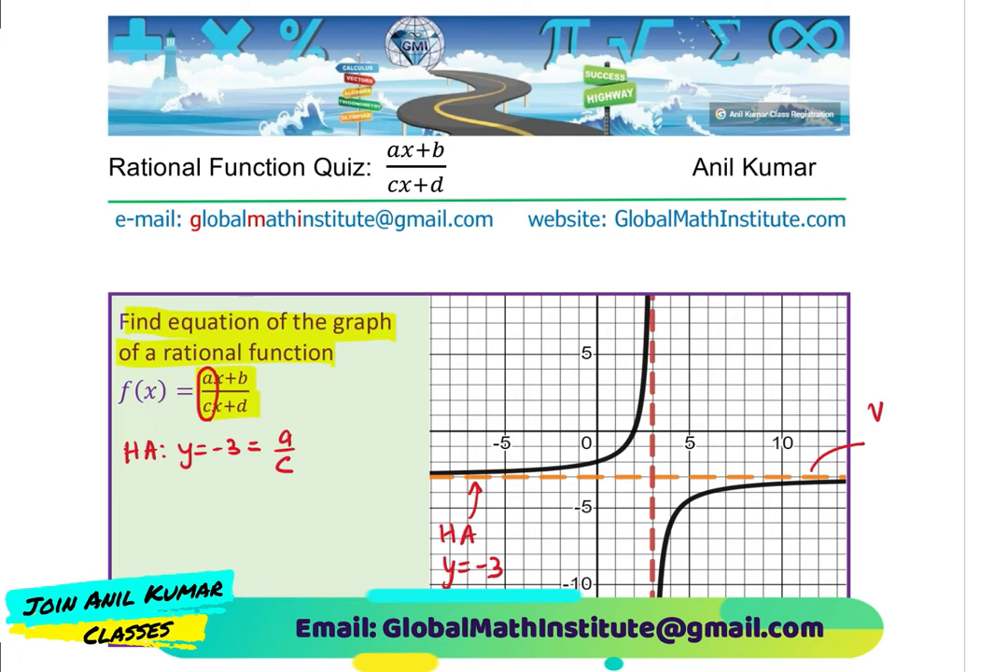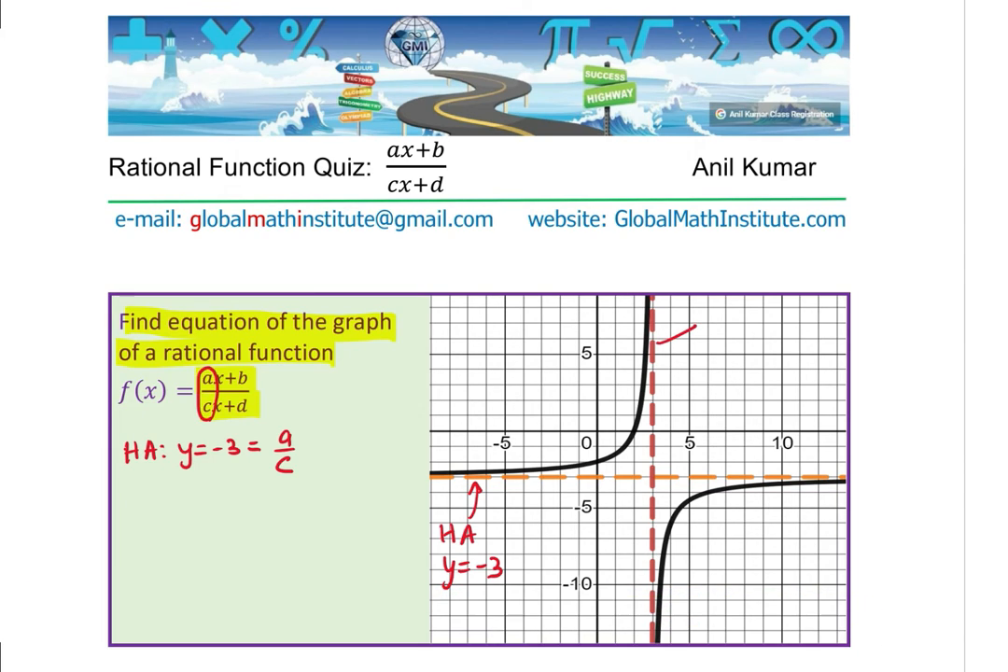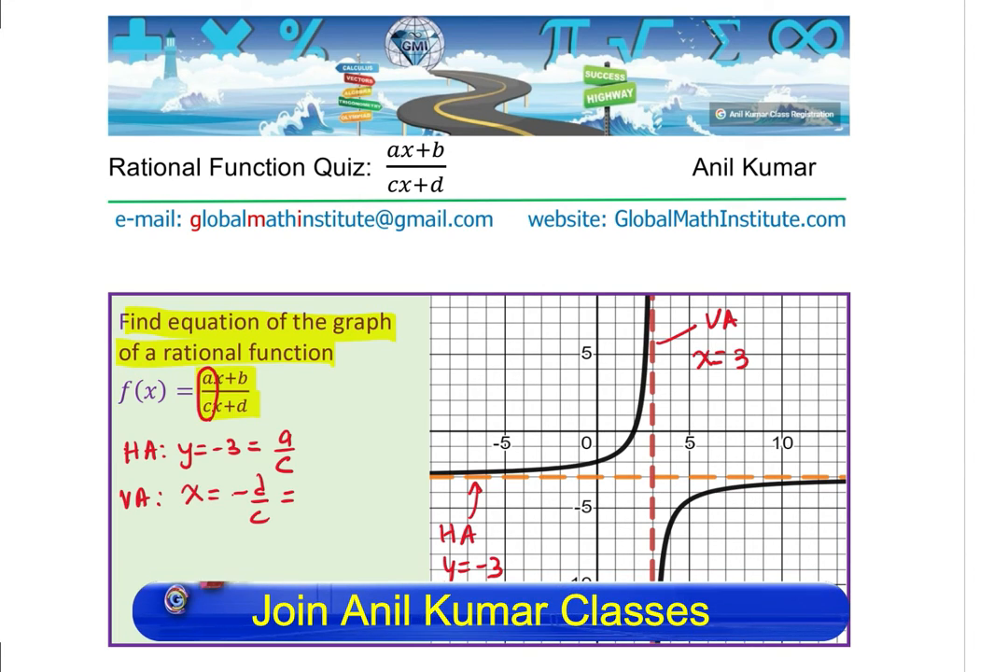The second parameter to look into is the vertical asymptote, which is right here. So the vertical asymptote is at x equals to 3. Now vertical asymptote gives you a restriction in the denominator, right? So we analyze the vertical asymptote and we know vertical asymptote is at x equals to minus d over c, and this value given to us is 3.